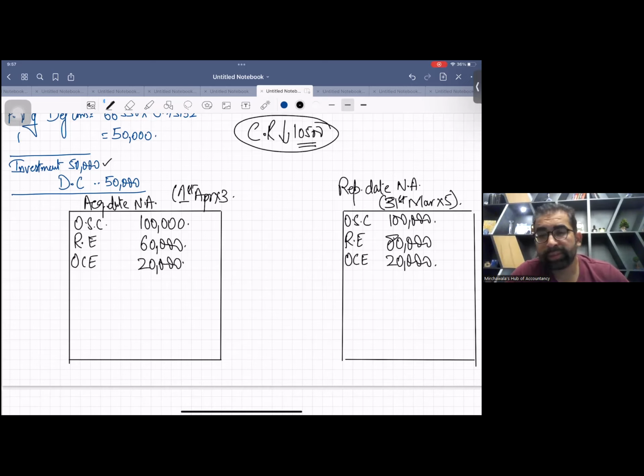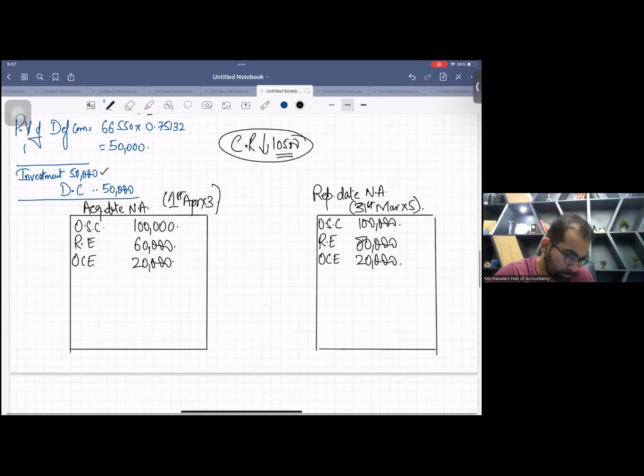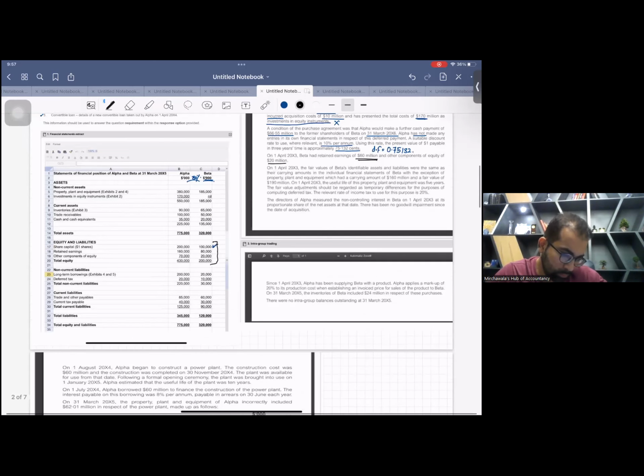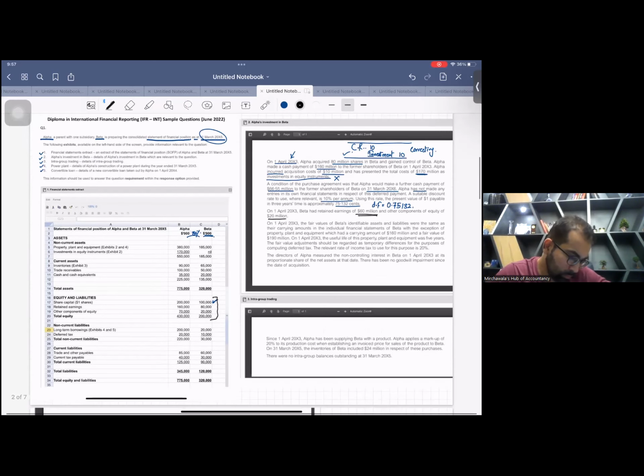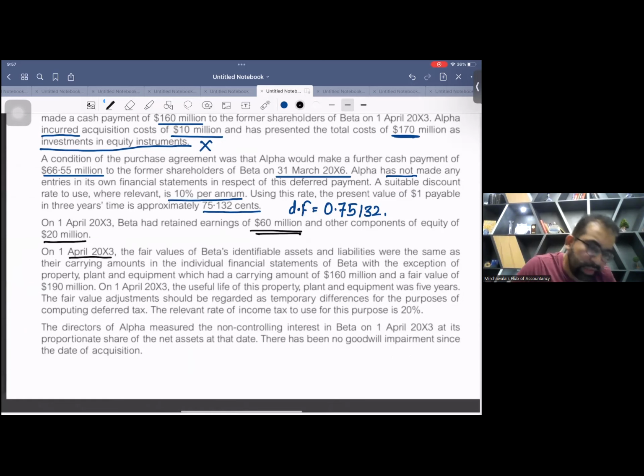Now, hope you remember there was a very famous adjustment in F7 and SBR level, your financial reporting consolidation, that is fair value adjustment. Now let's do it. See, there is a 2 years gap, 1st April X3 to 31st March X5. On 1st April X3, that is the acquisition date, let's start the fair value adjustment.